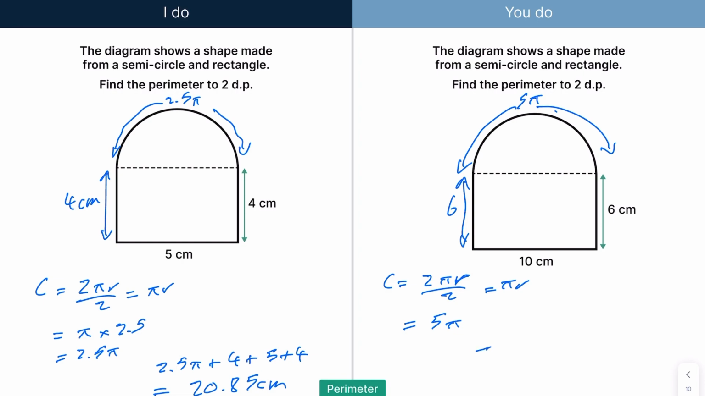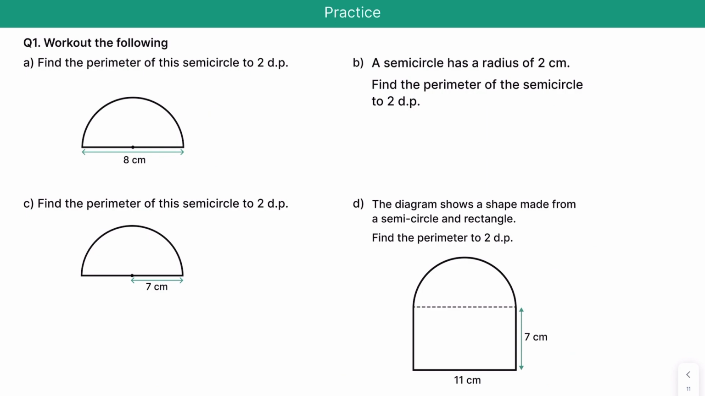Now just add all of that together. So that'll be 5 pi plus 6 plus 6 plus 10. That gives us 37.71 centimeters. So here are some practice questions. Press pause now and have a go. Here are the answers. Mark your work.